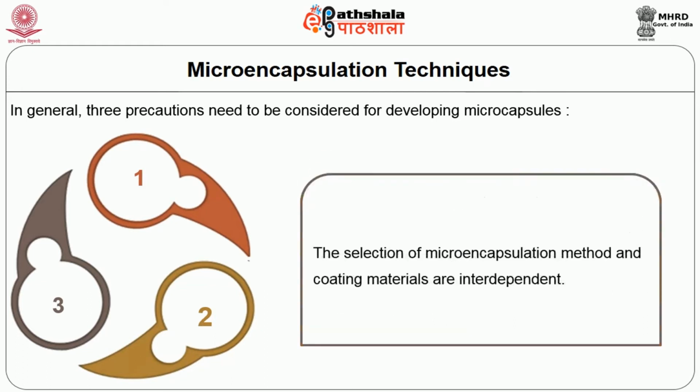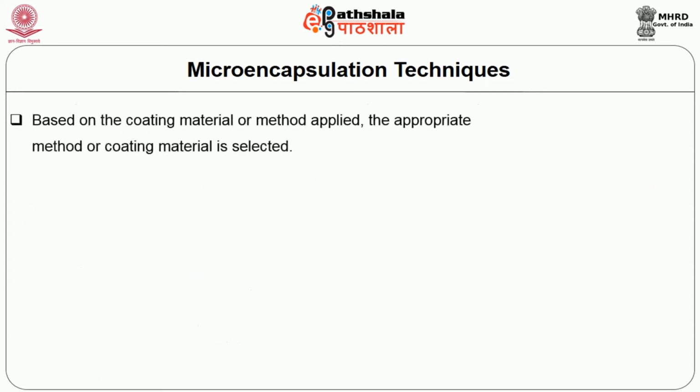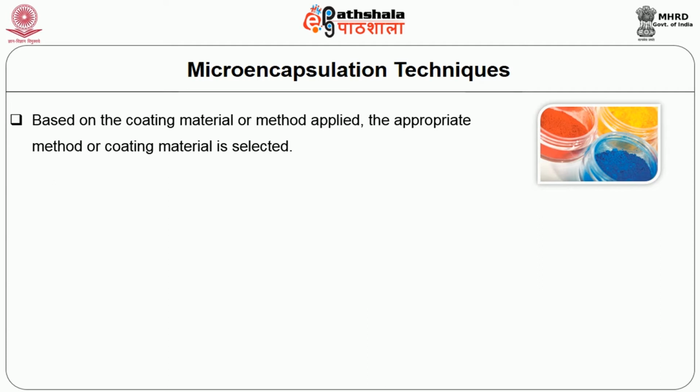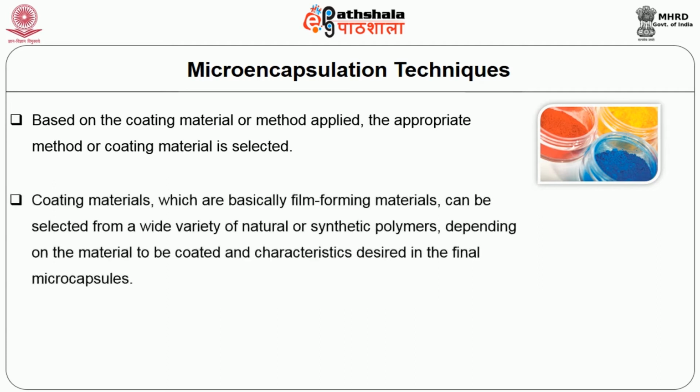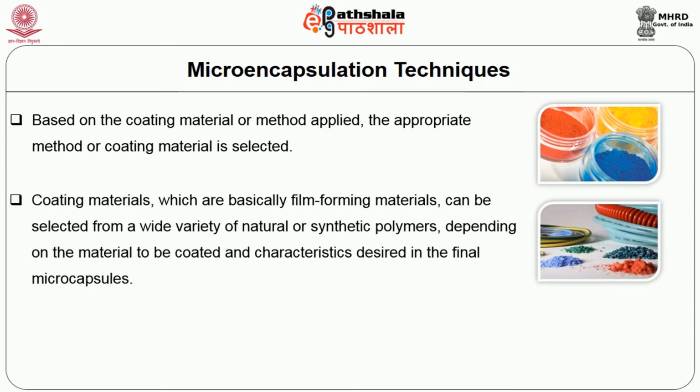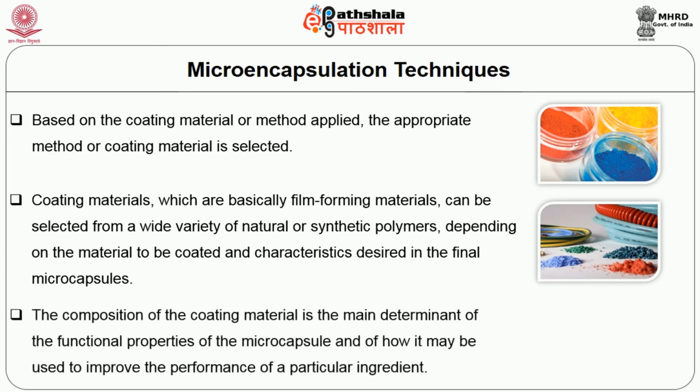The selection of the micro-encapsulation method and coating materials are interdependent. Based on the coating material or method applied, the appropriate method or coating material is selected. Coating materials, which are basically film forming materials, can be selected from a wide variety of natural or synthetic polymers depending on the material to be coated and characteristics desired in the final microcapsules. The composition of the coating material is the main determinant of the functional properties of the microcapsule and of how it may be used to improve the performance of a particular ingredient.